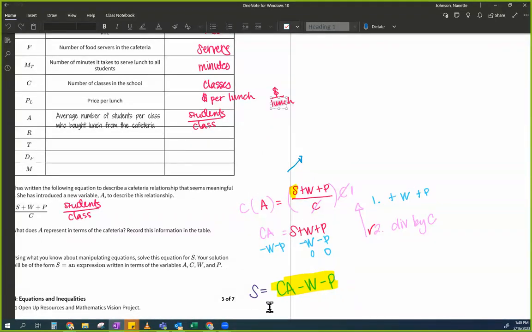Okay, so I got A equals big line divided by C. I'm going to leave some space right there. Was that supposed to be a P? And put that in there. And then I'm going to copy in CA minus W minus P.